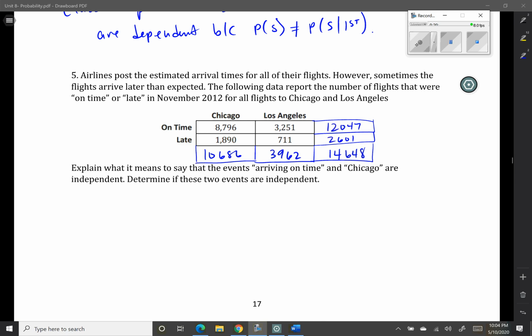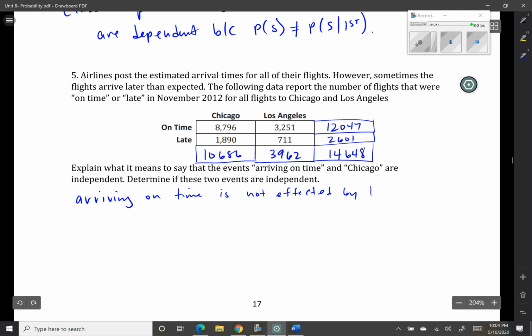So the first thing it says is to explain what it means to say that the two events, arriving on time and Chicago, are independent. So what that would mean is, to explain that, we can say arriving on time is not affected by landing in Chicago. That's like part A. They're just asking you to explain what that means.